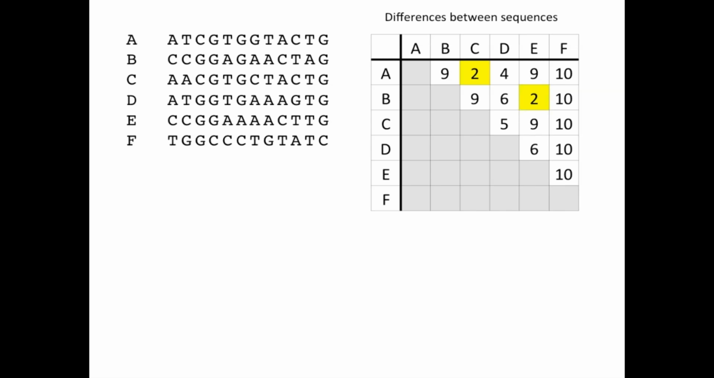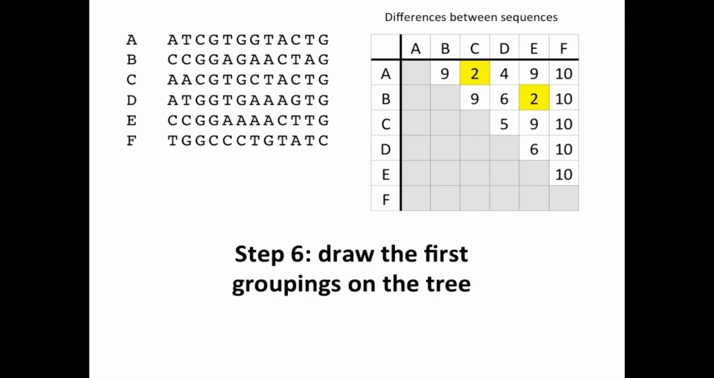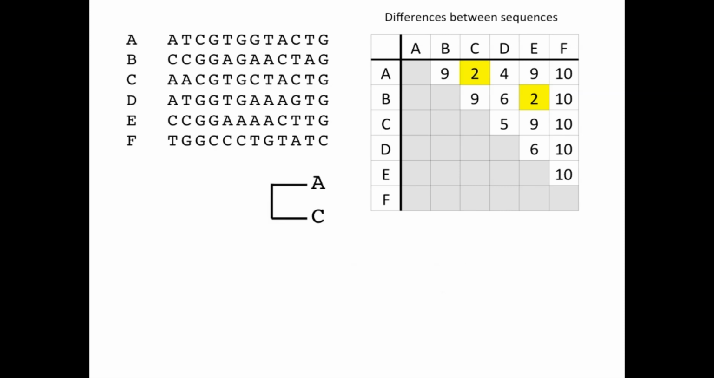With this information, we can draw the first groupings on our phylogenetic tree. We'll group A and C together to reflect the fact that these 2 sequences show the closest relationship we have here to one another, and we'll group B and E together to reflect the fact that they also show an equivalently close relationship to one another.